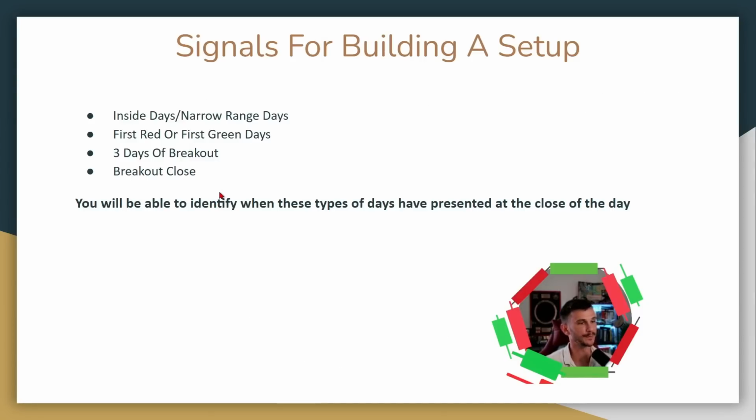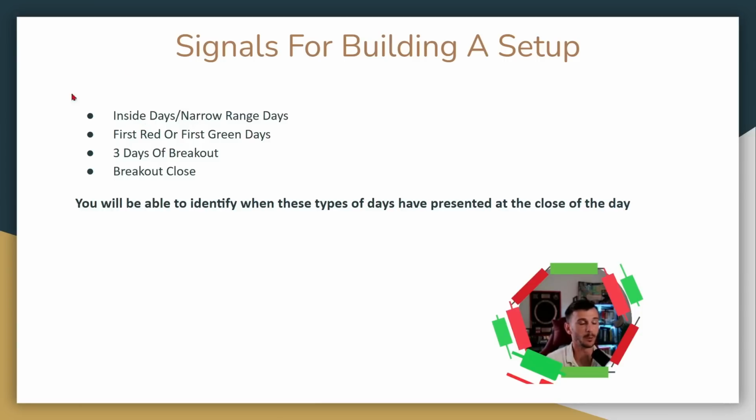So what are some signals for building a setup? Some of the types of days, the days that I'm talking about in hindsight, the day has executed, the intraday price action has moved up and down, or the daily candle has closed. What can you look for at that daily candle and say, hey, tomorrow might be a good day because of this? What are the things that you could be looking for?